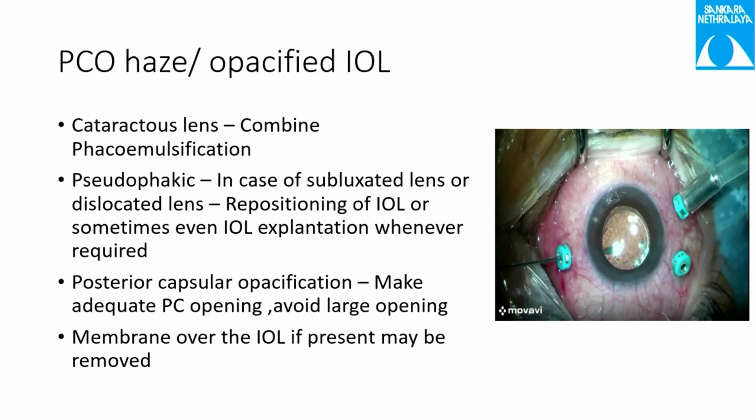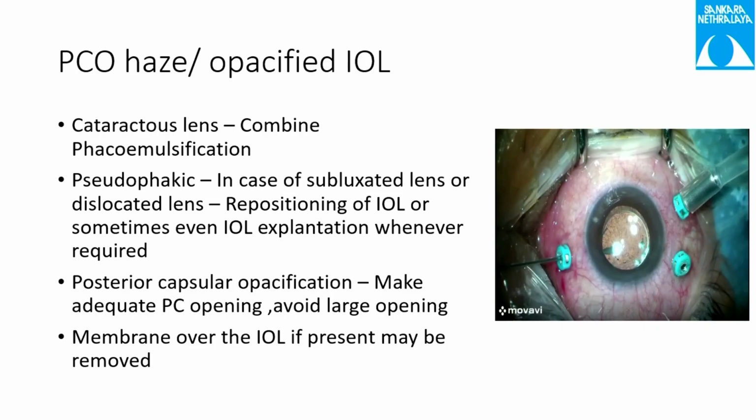So how to go about in patients with cataractous lens and PCO haze? Cataractous lens, as I already told, one might combine with phaco. And if the patient is having a preoperative subluxated lens or a dislocated lens, or a subluxated intraocular lens, one might consider repositioning it before proceeding with the vitrectomy, or in case of extreme dislocation, or if the IOL is completely opacified, one might even consider going for an IOL explantation.